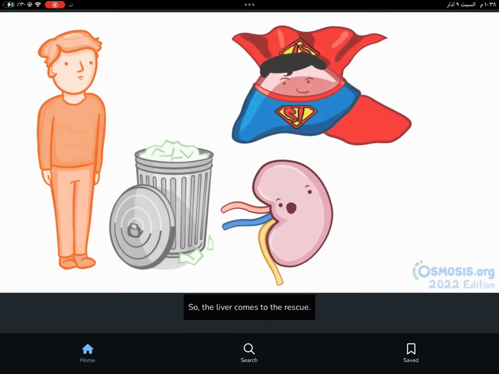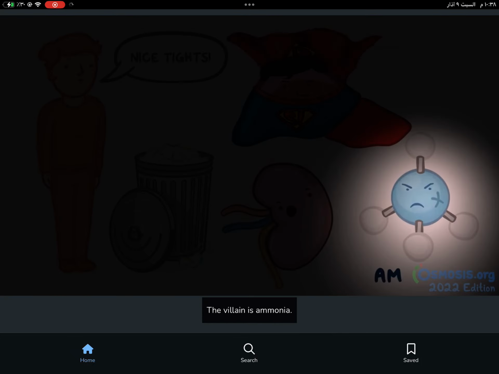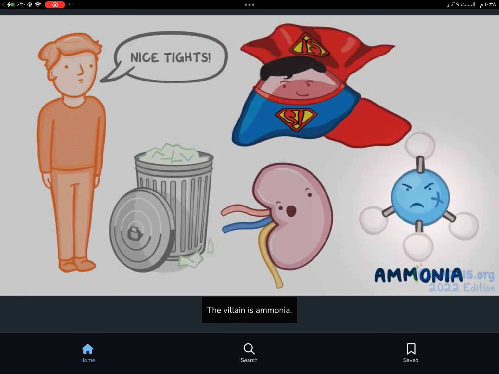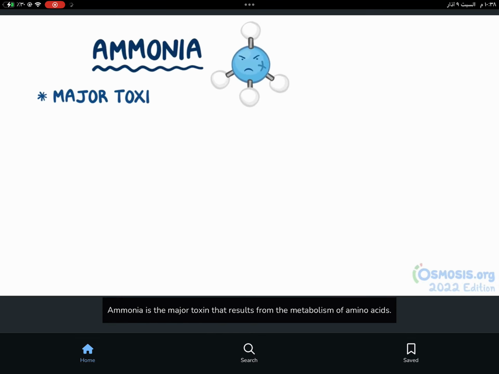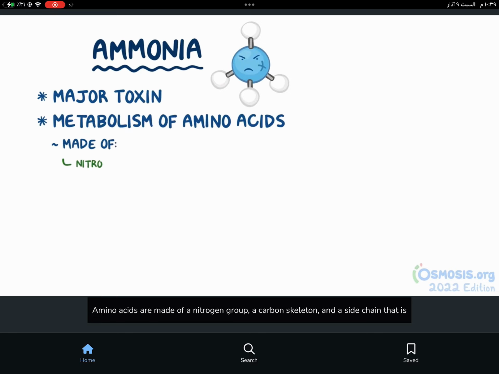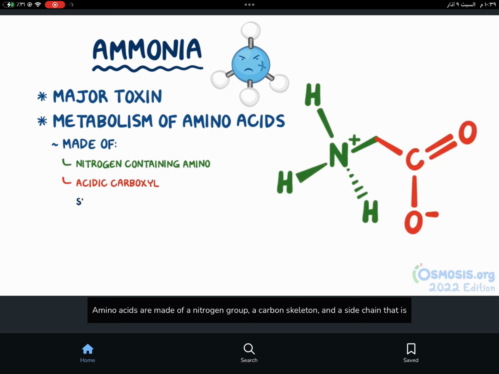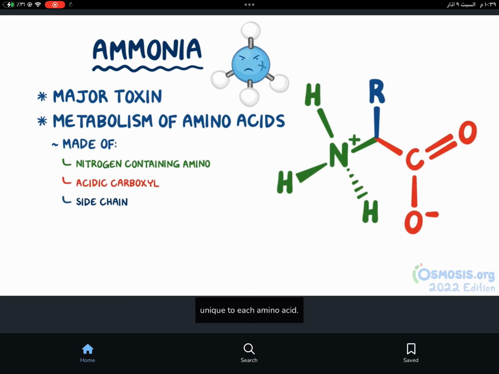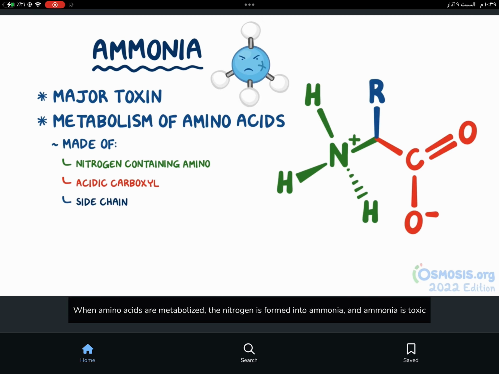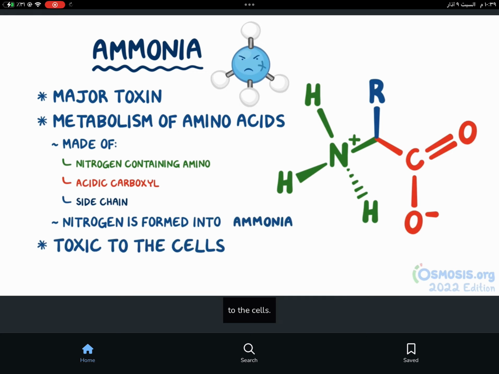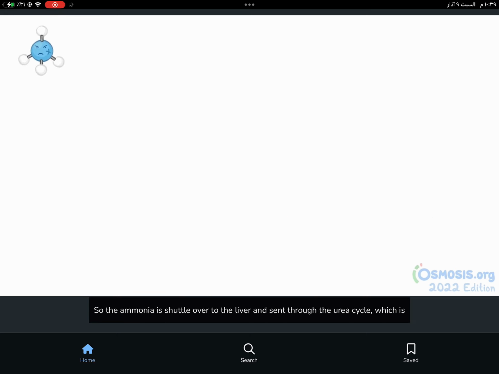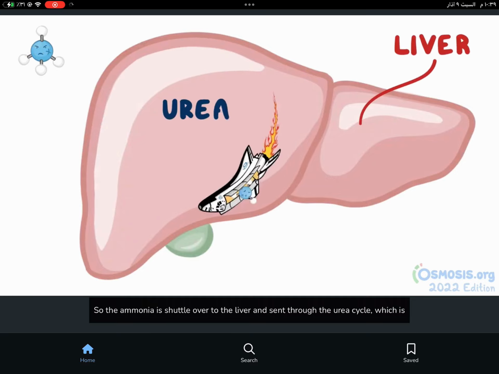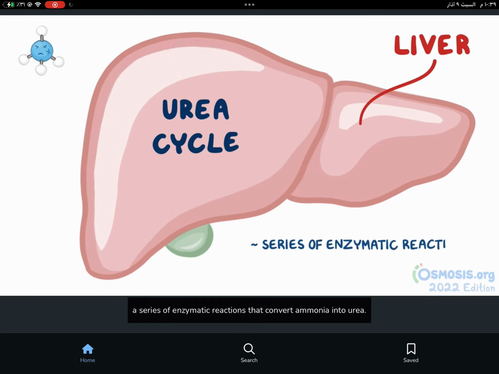So, the liver comes to the rescue, and that villain is ammonia. Ammonia is the major toxin that results from the metabolism of amino acids. Amino acids are made up of a nitrogen group, a carbon skeleton, and a side chain that is unique to each amino acid. When amino acids are metabolized, the nitrogen is formed into ammonia, and ammonia is toxic to the cells. So, the ammonia is shuttled over to the liver and sent through the urea cycle, which is a series of enzymatic reactions that convert ammonia into urea.